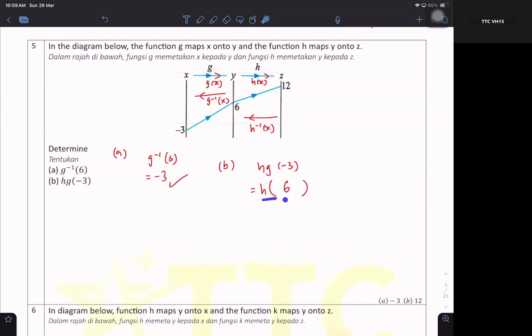Then only h(6), meaning the 6 goes through h. So you see the 6 in the middle goes through the function h. h is from middle to the right, so it becomes 12. Done. Understand? Just remember, always leave the left-hand side first, always do the right-hand side first. Okay, next one.